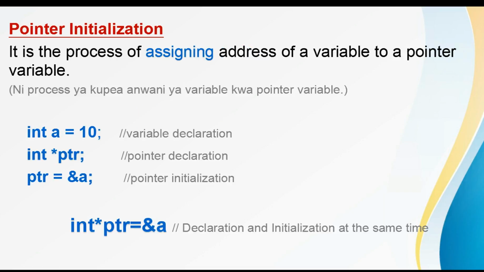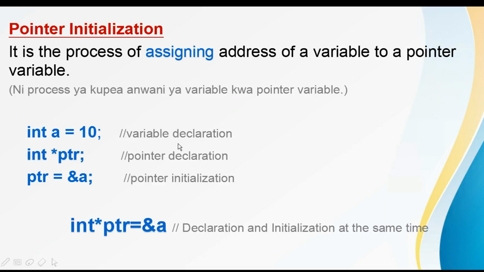Next tutasoma juu ya pointer initialization. Tulisema to initialize is to provide a value. Ni ile process ya kupatiana ile address ya variable to the pointer. Kwa hivyo pointer pia ni variable na kuna ile variable yenyewe yenye tuko nayo. Sasa ile process ya kupeana ile value kutoka kwa ile variable uko nayo kwa pointer ndio inaitwa nini? Assigning. So we are assigning that address to the pointer.